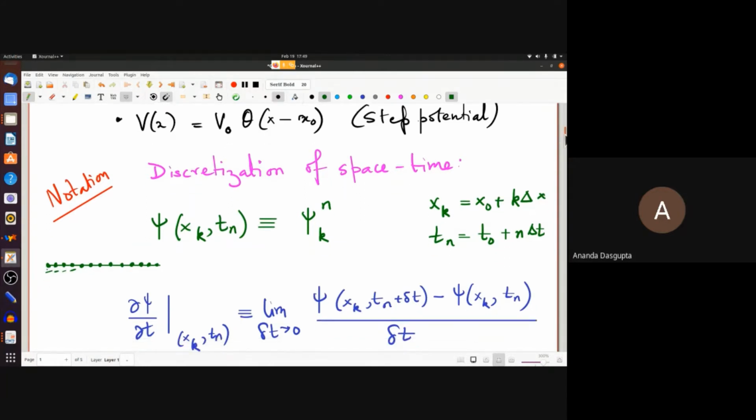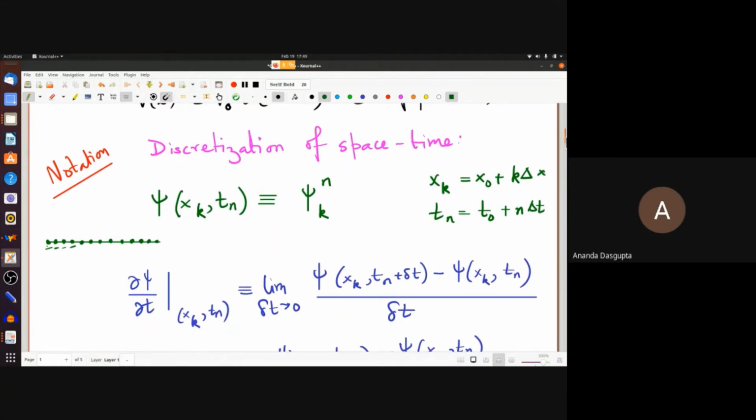So next, of course, this is something very trivial. Because we are dealing with things only on a lattice, what we need to do is approximate the del psi del t and del 2 psi del x2, which are sitting in the differential equation there. So del psi del t at xk and tn obviously is the limit as delta t goes to 0 of this quantity. You keep xk the same, change tn to tn plus delta t, find out how much psi increases, divide by delta t, and then take the limit as delta t goes to 0. This is, of course, exactly the definition of the partial derivative.